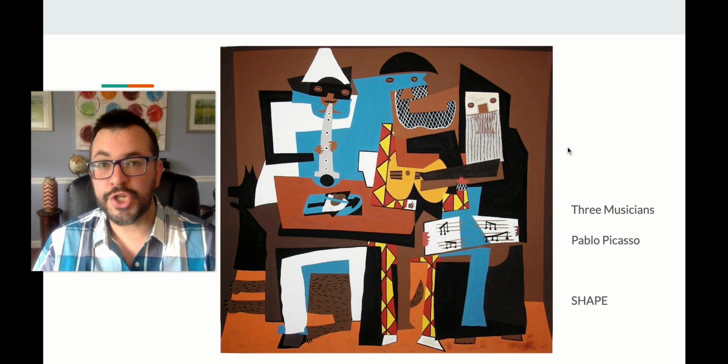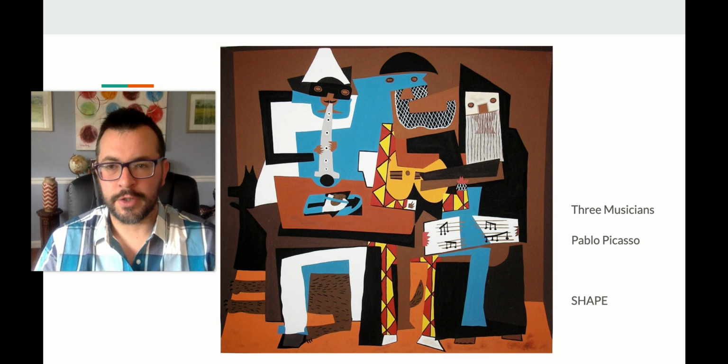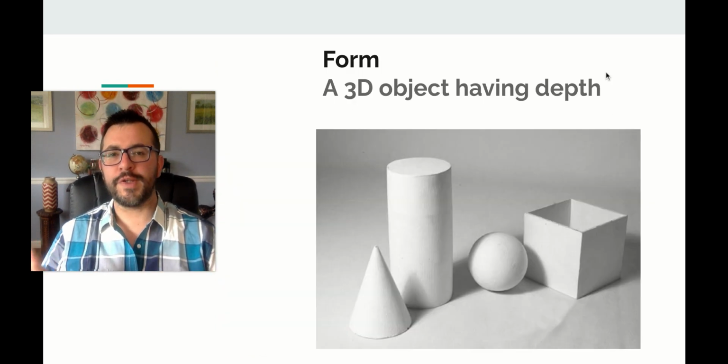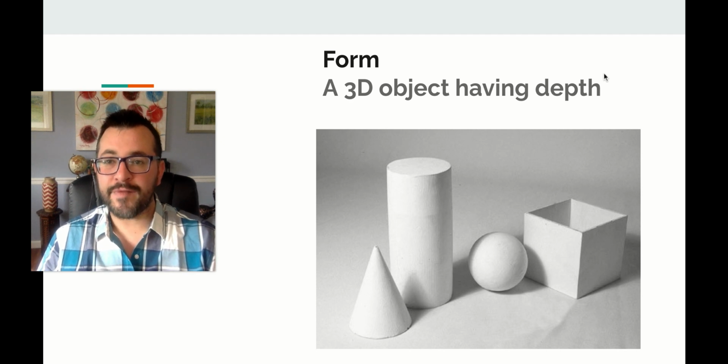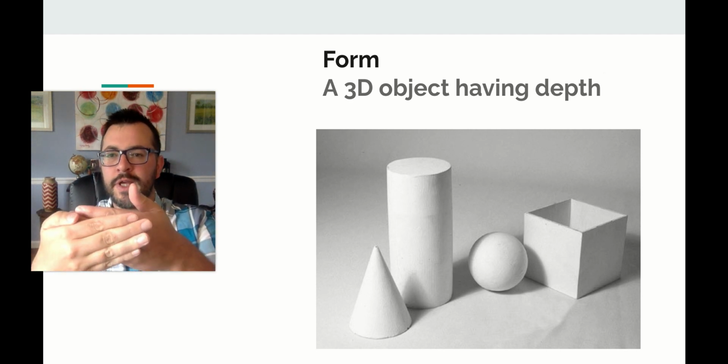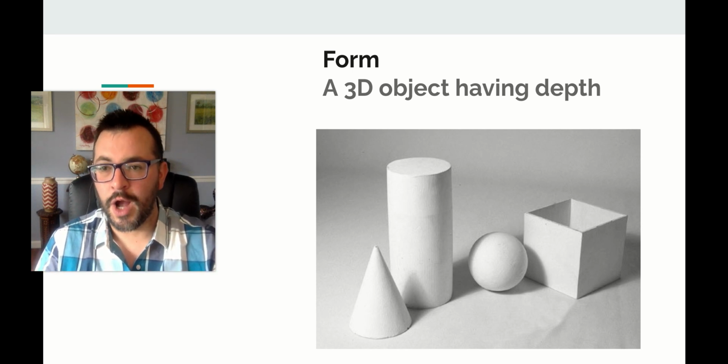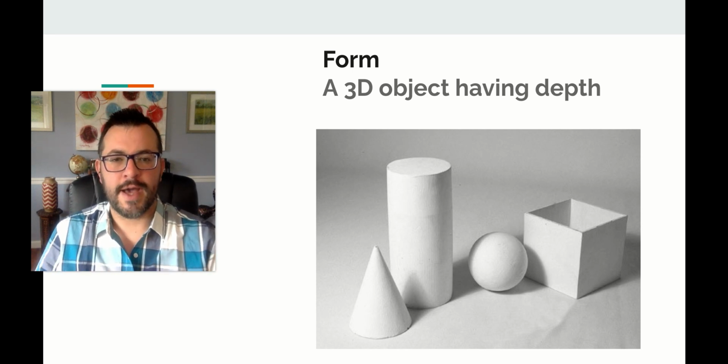So how do you use shape and make something look three-dimensional? So glad you asked. That way, you would use form. A form is a 3D object having depth. So depth, right, is a dimension that recedes in space this way. So shapes have length and width, or height and width, but forms also have depth.